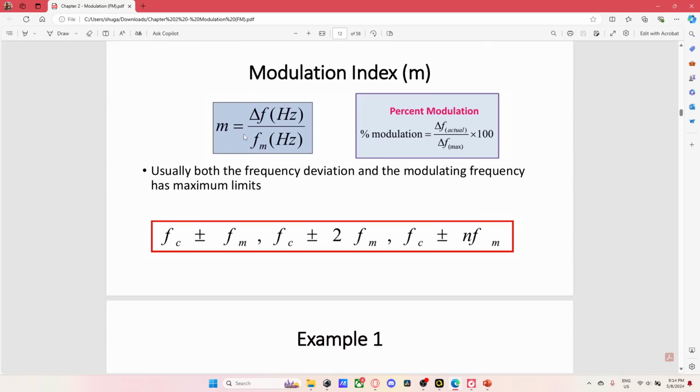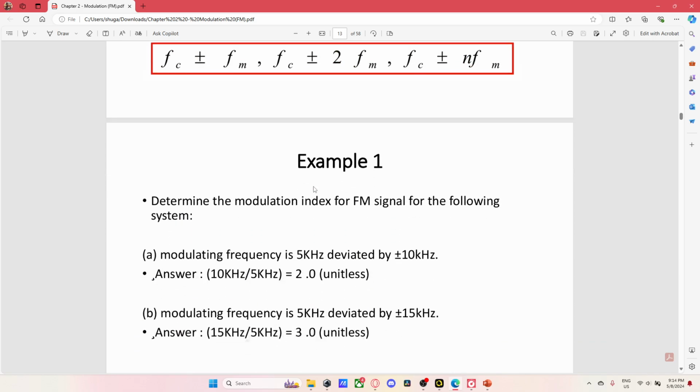In modulation index, the m is equal to delta F over Fm. If you want to find the percentage, just multiply the value of the modulation index by 100%. And usually both the frequency deviation and the modulating frequency have maximum limits.